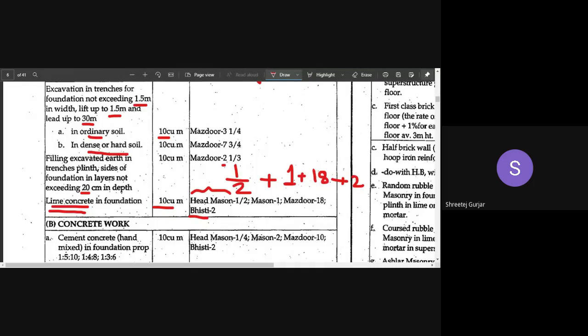So Bistis were required because we are dealing with concrete, right? We require water for mixing. We need water for curing. Hence, we need Bistis. Okay, so this is how you can decide on the type of labor and the number of laborers that are required.